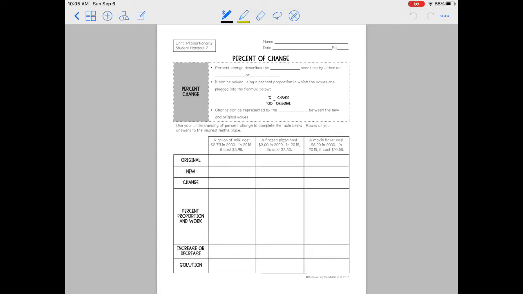All right, so today we're going to be talking about percent of change. This goes back to what we discussed yesterday. We're just going to go a little more in depth. So it says percent change just describes the change over time by either an increase or decrease.